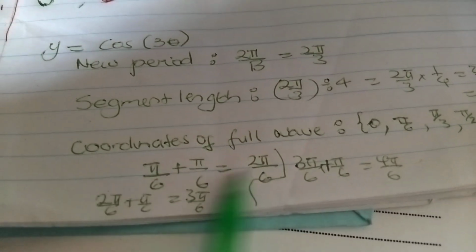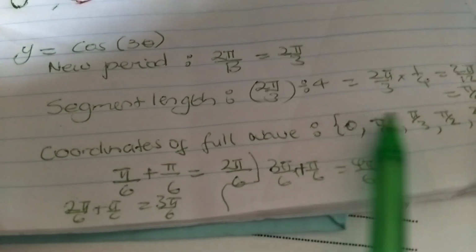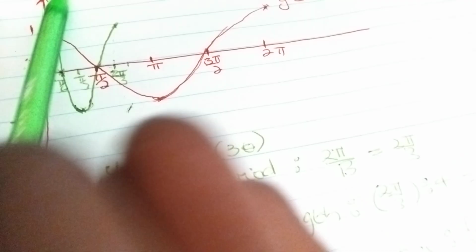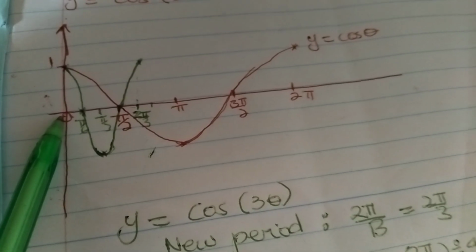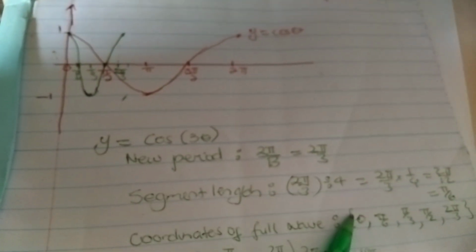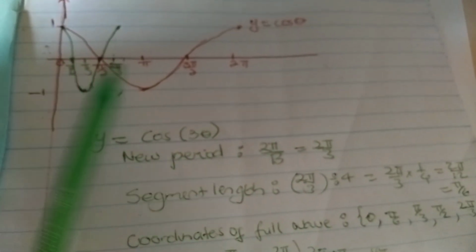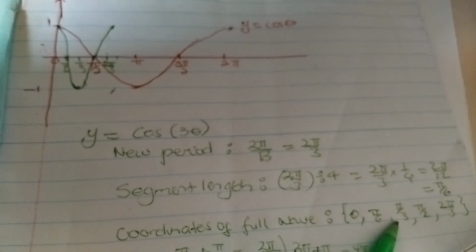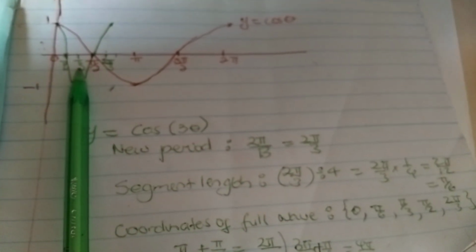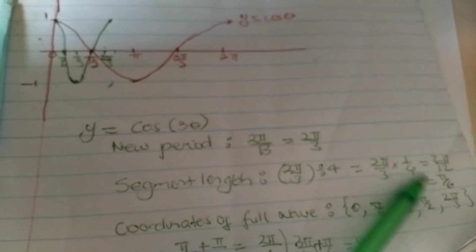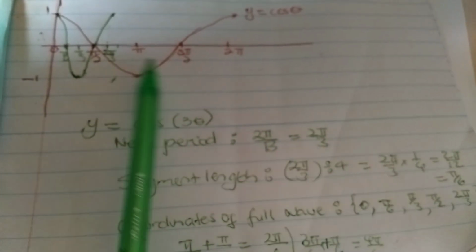So here I am just adding. I know I taught you how to add this and you already know how to do it. So, our first coordinate is 0. Our first coordinate is 0. Then we add pi over 6. Then pi over 6. We add pi over 3. Then pi over 3. We add pi over 2. Here's our pi over 2. And then the last one is 2 pi over 3 again.